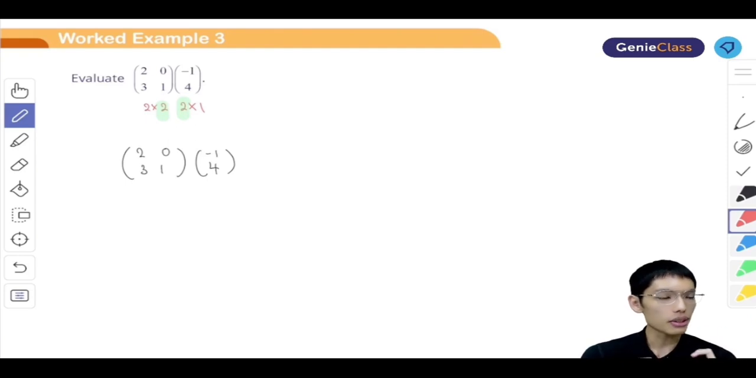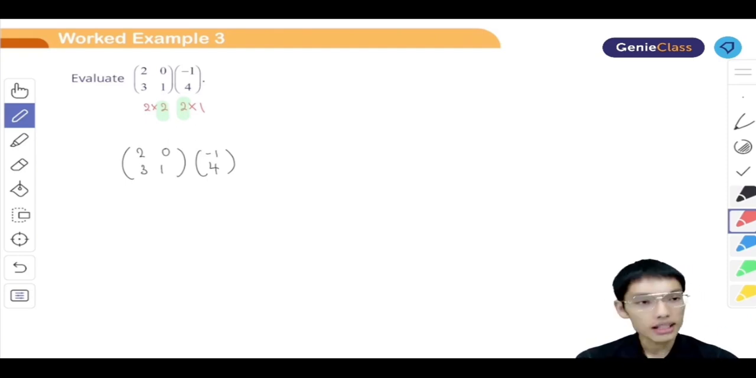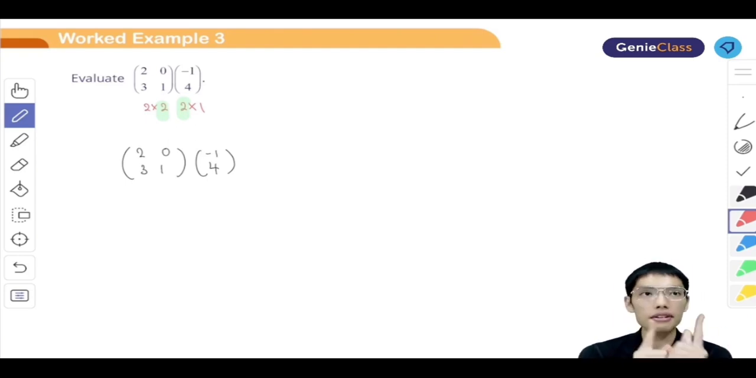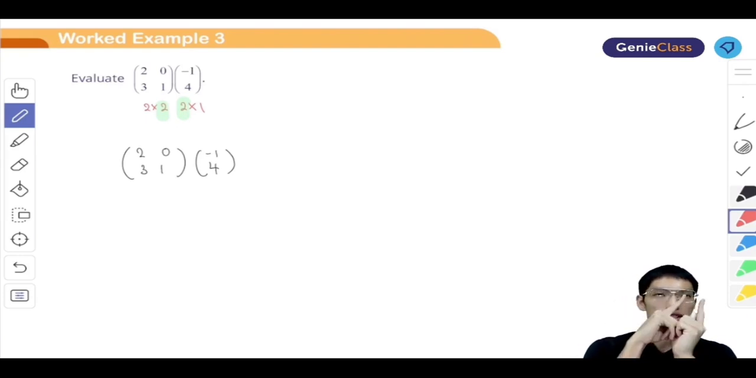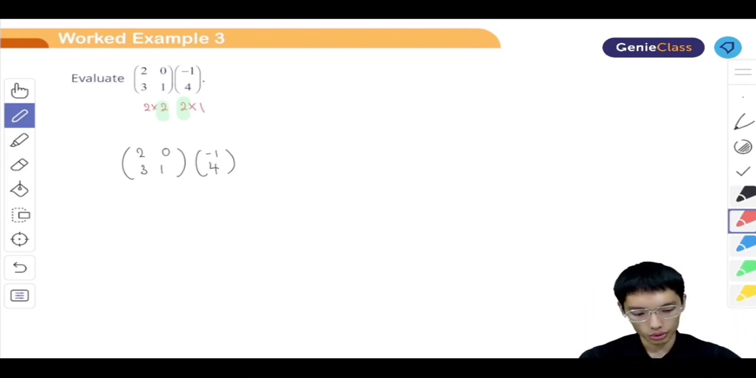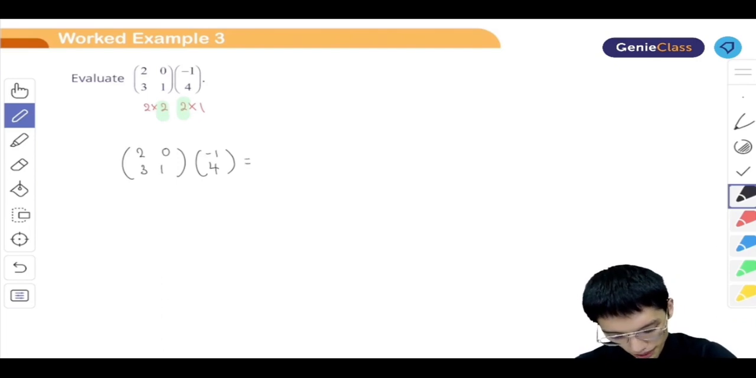Okay. All right, very good. Seems like you all have gotten it. So you realize how this works. Take note. We know the left hand side is 2 by 2. Right hand side is 2 by 1. So our goal, we know, is to get a 2 by 1 matrix over here.